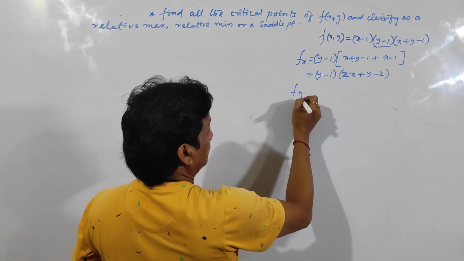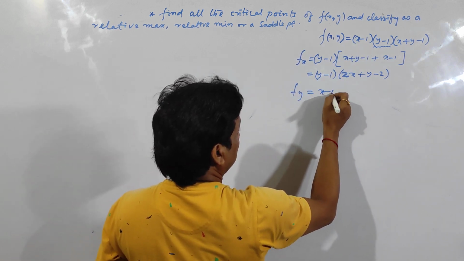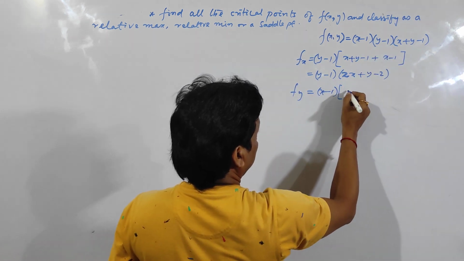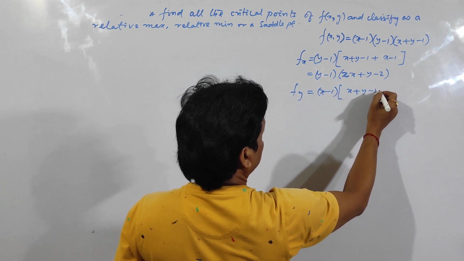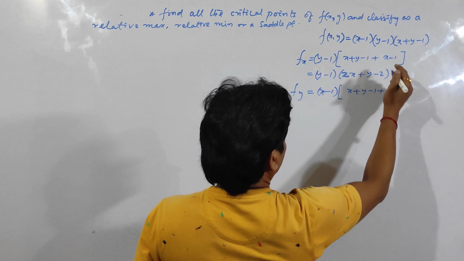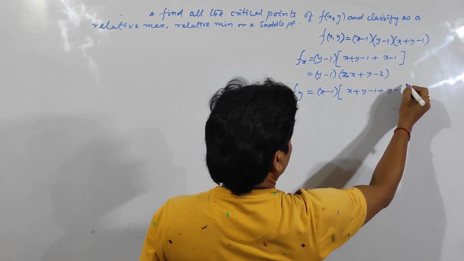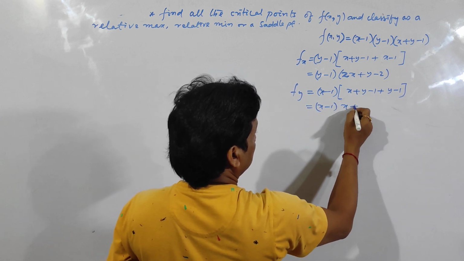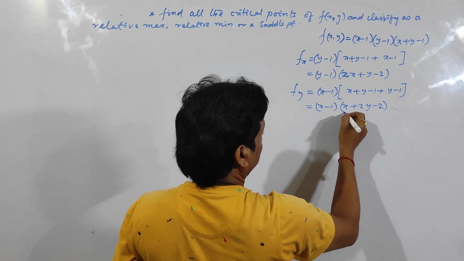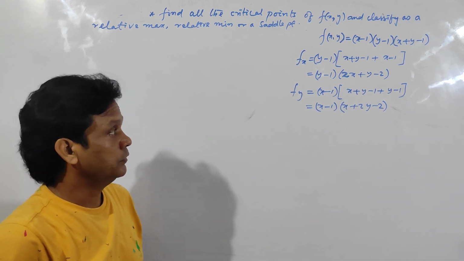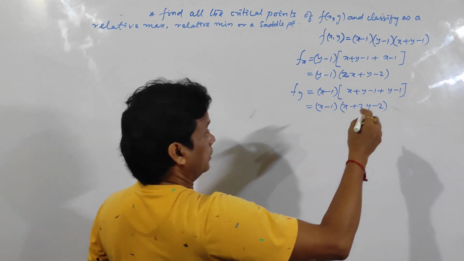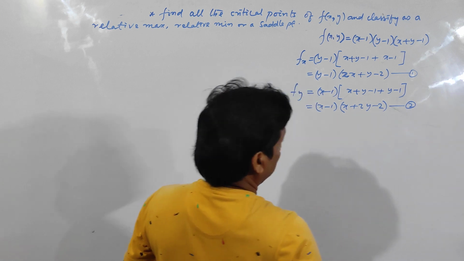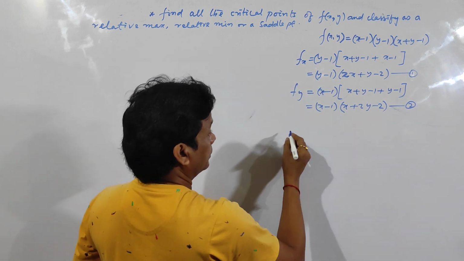And for fy, x minus 1 is kept constant because there is no y here, and the derivative of this one is 1. So then x plus y minus 1. Then keep y minus 1 constant and the derivative of this one is 1. So it is x minus 1 times x plus 2y minus 2. Clear? Very important is how to solve, and you should have patience in order to solve these two equations.